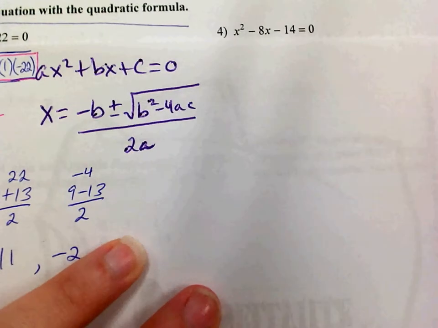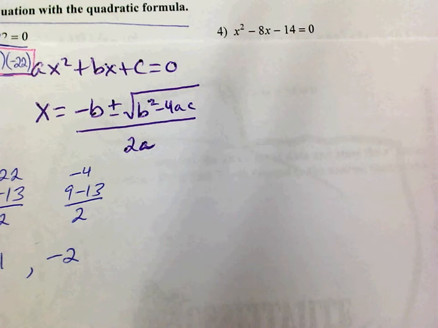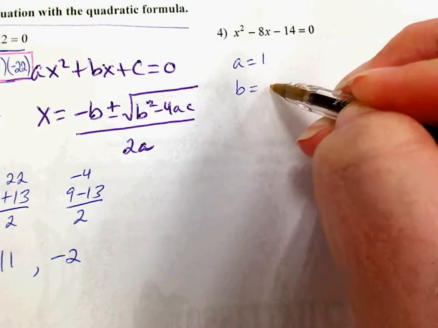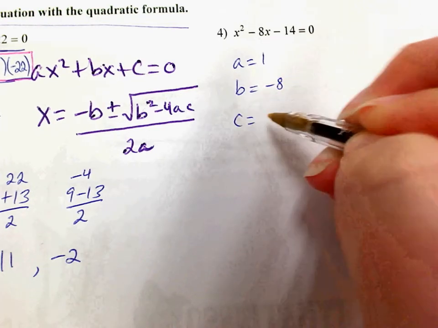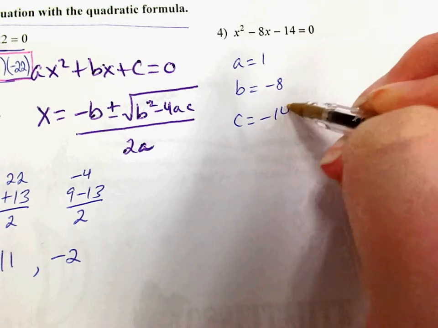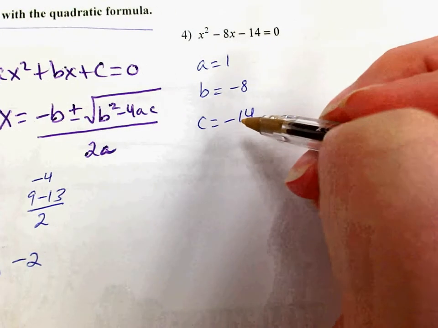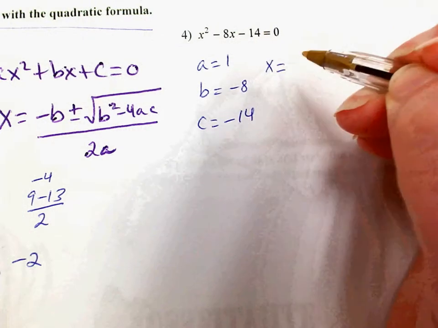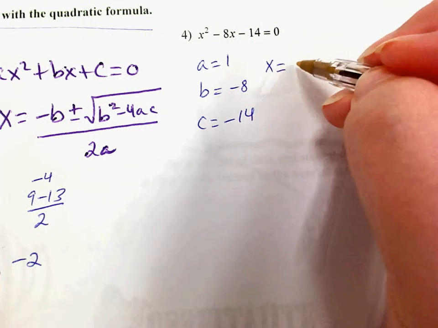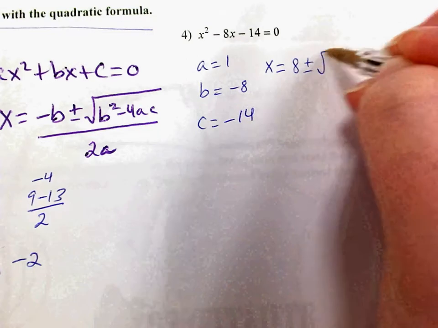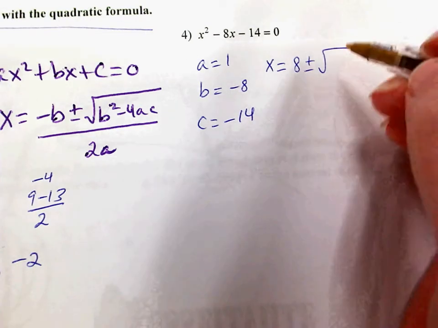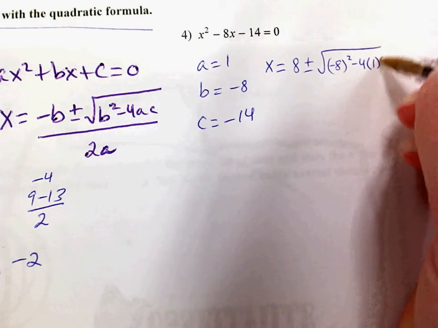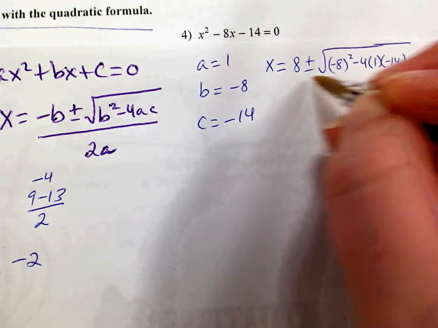Alright, so now let's do this one. What's A? What's B? What's C? Negative 14? So let's solve with the quadratic formula. X equals what? Opposite B, 8, plus or minus the square root of B squared minus 4 times A times C, all over 2 times A.